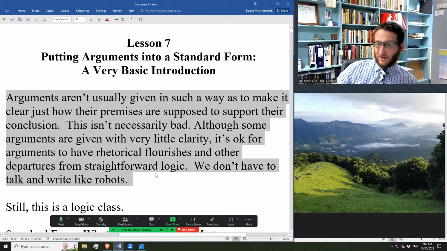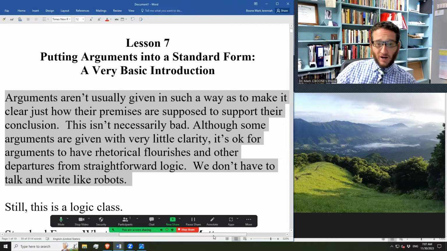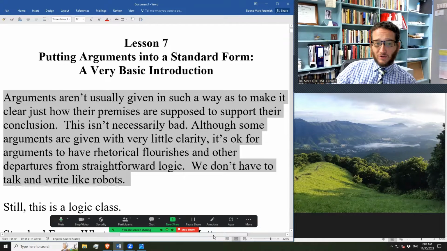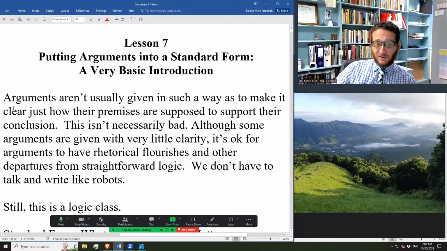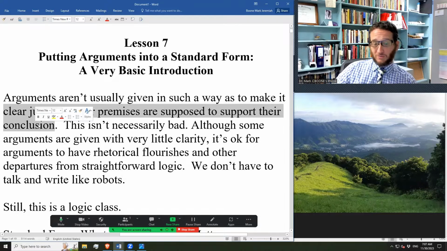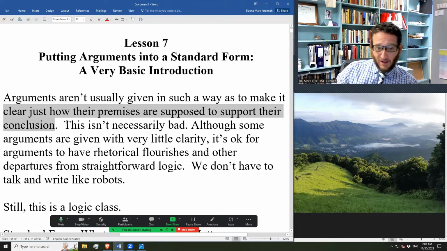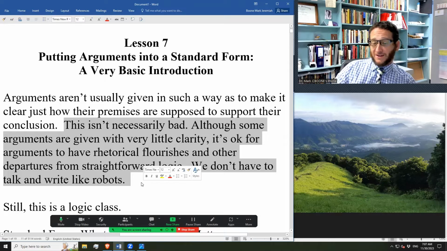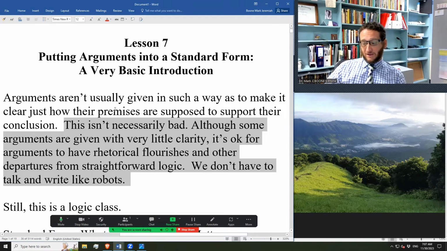Now, what are we even talking about? What's the point of this lesson? The point is arguments are not always written or stated in such a way as to make it very clear just how the premises are supposed to support their conclusion. Sometimes this is a very bad thing. Sometimes arguments are given with an extreme lack of clarity, and it's just terrible. And people who study logic have to fix it, or people who have studied logic and then are using that in the rest of their lives have to fix it.